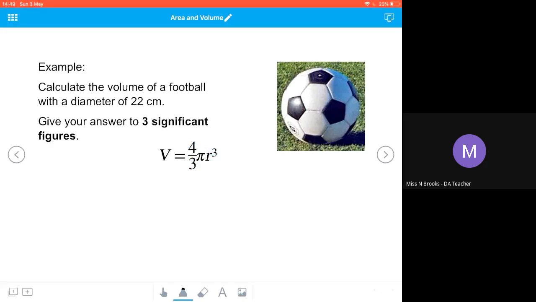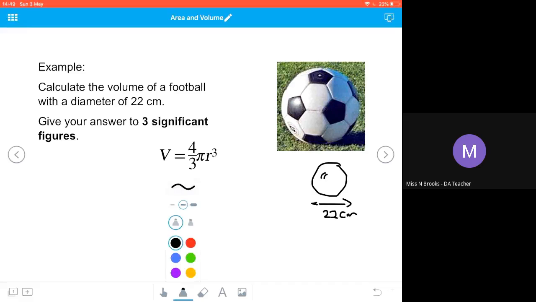So we want to calculate the volume of a football with a diameter of 22 centimeters. And we want to give our answer to 3 significant figures. So I'm going to draw a sketch of my sphere. And I've been told that the diameter, so going from one side to the other side of my football, is 22 centimeters.